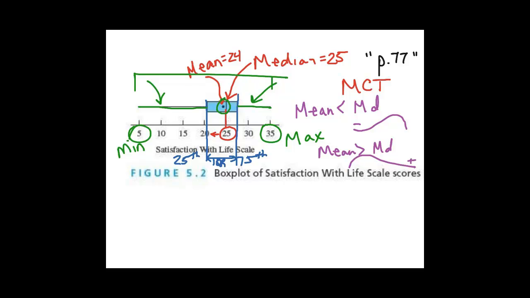Skew is also usually indicated by the whiskers of different length. The longer whisker tells you the direction of the skew. Thus, if the longer whisker is over the lower scores, the skew is negative. If the longer whisker is over the higher scores, the skew is positive. Given these two rules of thumb to determine skew, you can conclude that the distribution of the SWLS scores in figure 5.2 is negatively skewed.